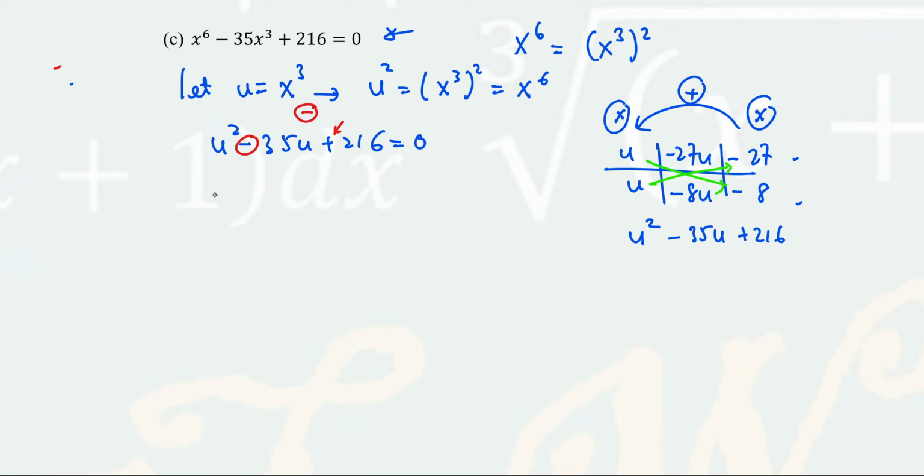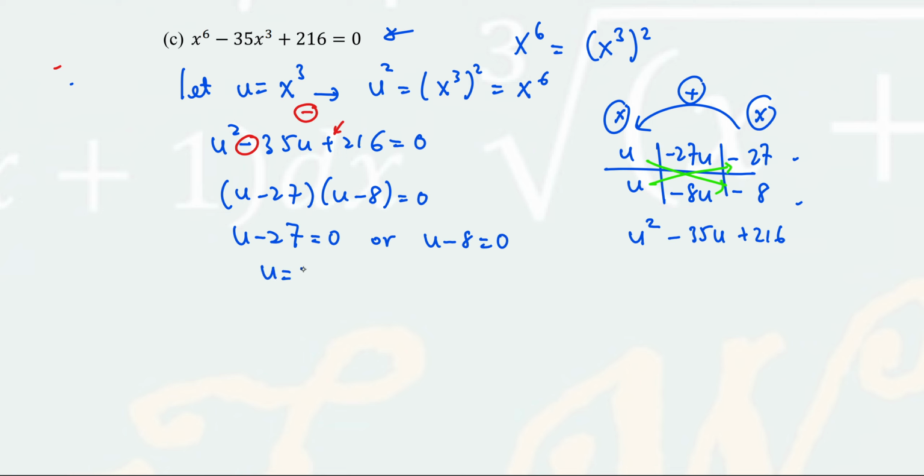That is going to be (u − 27)(u − 8) = 0. So I will get u − 27 = 0 or u − 8 = 0. Hence, u = 27 or u = 8. Now, replace back, referring to this substitution. So x³ = 27 or x³ = 8.